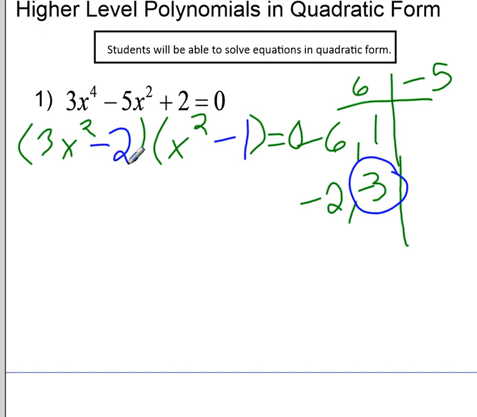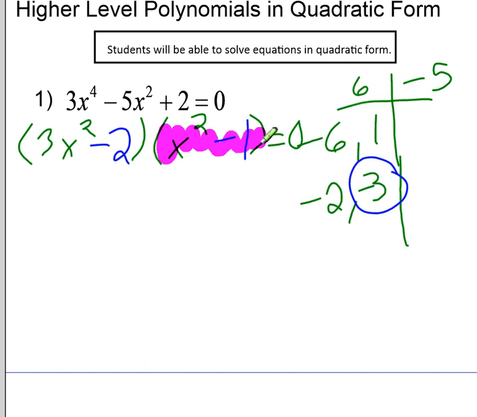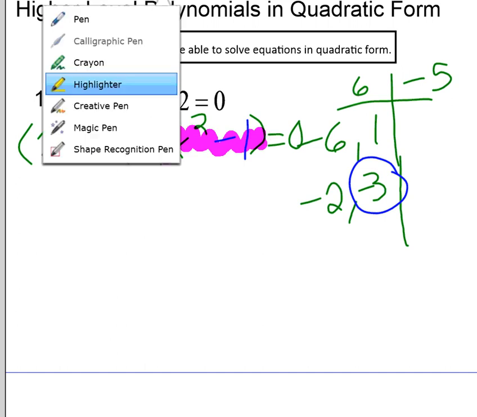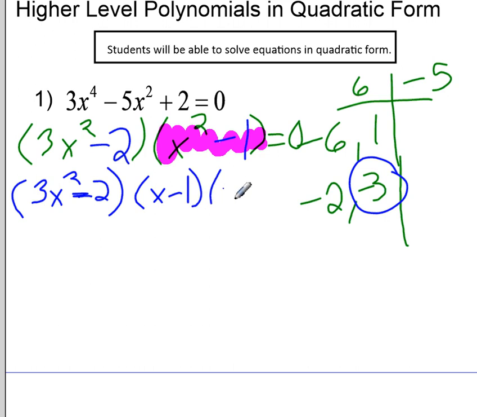All right, this is factorable. This is the difference of 2 squares. So I'm going to keep going. Bring down the first one because this is not factorable. And to factor x squared minus 1, I'm using the difference of 2 squares. Okay, so now it is in most factored form.